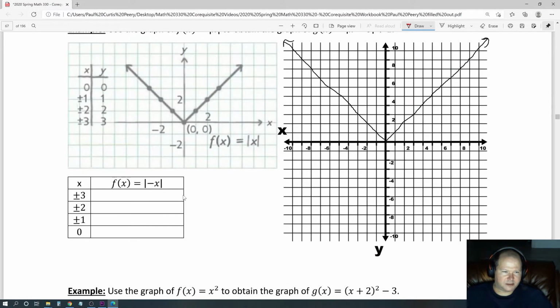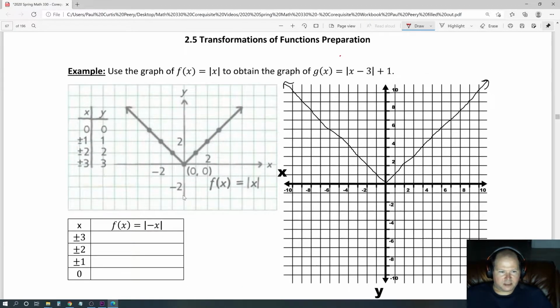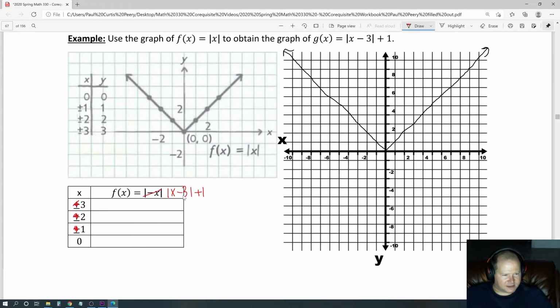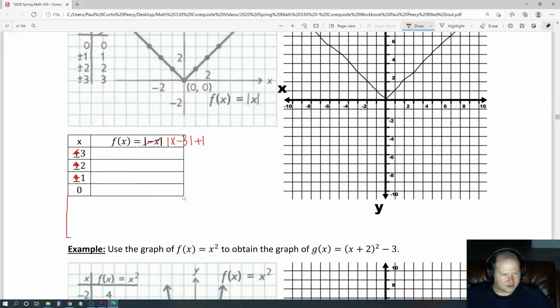Okay, let's see what the new one is. Typo again. This should have been the absolute value of x minus 3, absolute value, plus 1. So positive 3 in here, so I need to break this up again. I'll break off the negatives up the top, and I'll put the positives on the bottom. All right, and then over here we'll do positive 1, positive 2, positive 3.